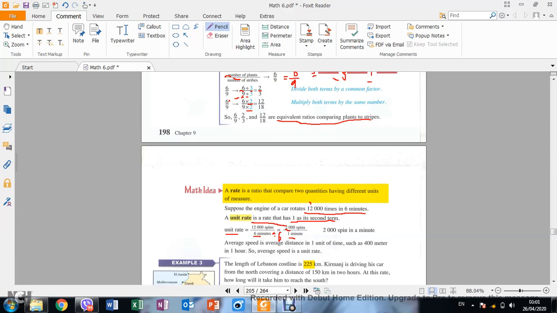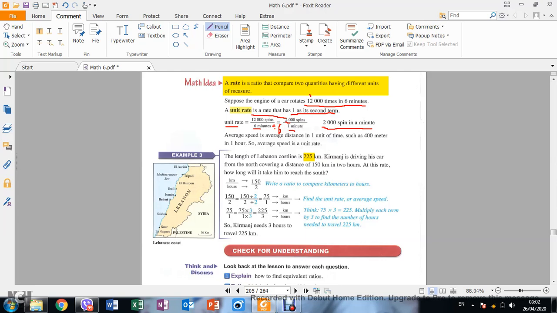At that time we can write this as a unit rate, which equals 2,000 spins in a minute. In 1 minute the engine rotates 2,000 spins. Average speed is the average distance in 1 unit of time, such as 4 meters in 1 hour. So average speed is a unit rate.